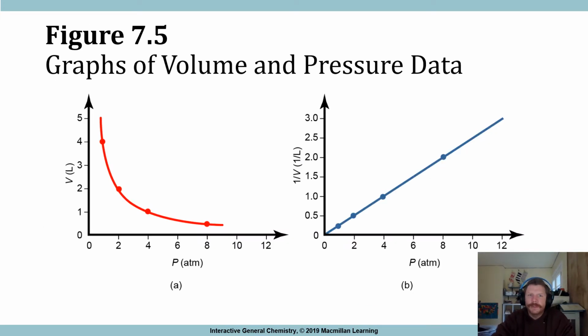So a graph that represents volume versus pressure reflects this right here. Whereas when we graph the inverse of the volume versus pressure, we see a linear relationship, a linear increase in that.